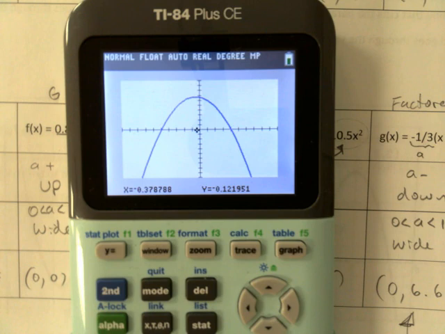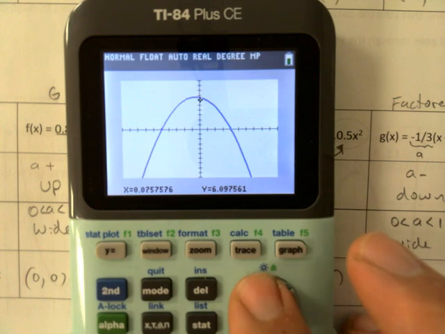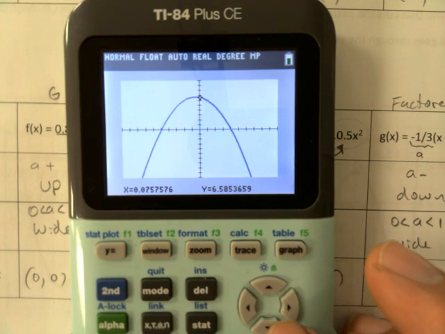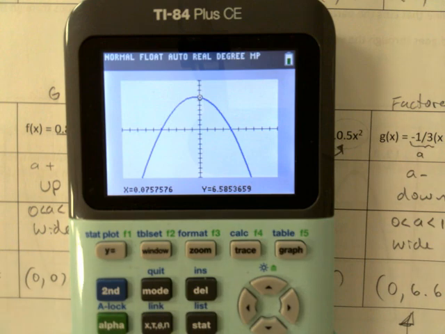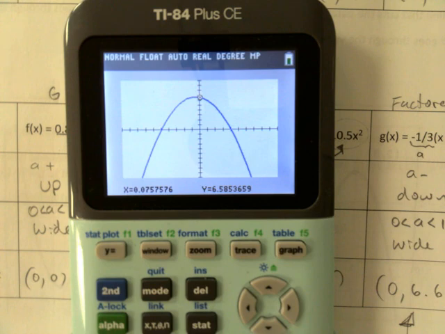Some students will try this. They'll just try to go as close as possible to it, but that won't be good enough. You have to have the exact value, and the only way to do that is by using the functions. Just hovering over that point is not good enough for us.